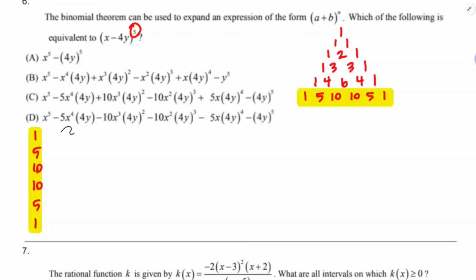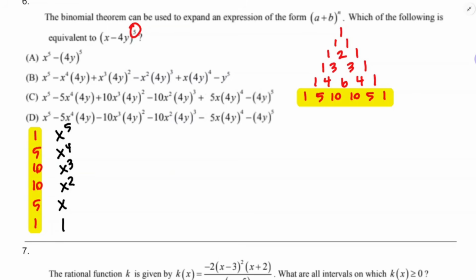So I'm going to start off with x to the 5, and then I'm going to decrease the power of x all the way down to x to the 0. So it's going to be x to the 4, x to the 3, x to the 2, and x to the 1. Okay, and then x to the 0, I know that's equal to 1, so I'm just going to replace that with a 1.